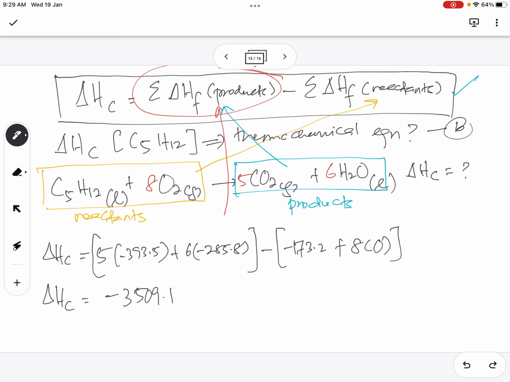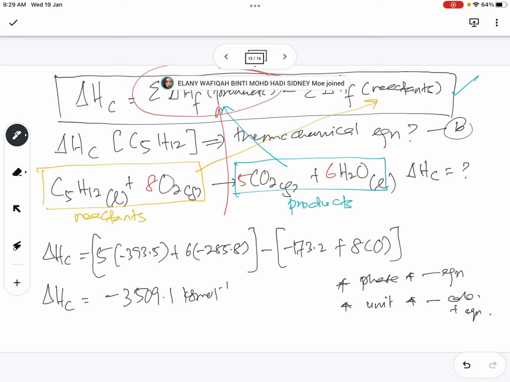Saya nak bagi tahu in thermochemistry, two things is very important. Two things you have to take note. Number one, phase. Number two, unit. Both are compulsory. Phase in the equation, unit in the calculation, and also equation. When you write thermochemical equation, the unit for the enthalpy is compulsory. Please take note. Sini ramai pelajar hilang markah lah. So I get Isiang got minus 3509.1 kilojoule. How about others? Dapat jawapan yang sama ke?